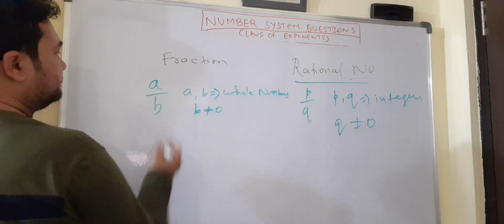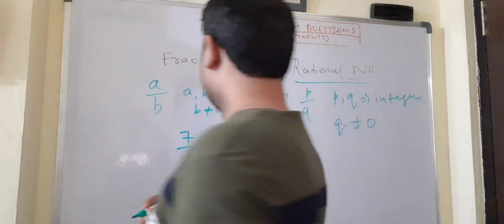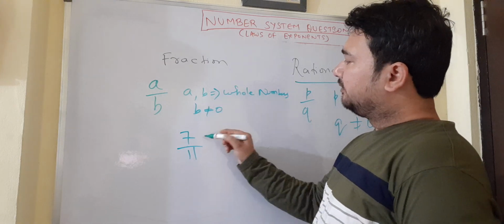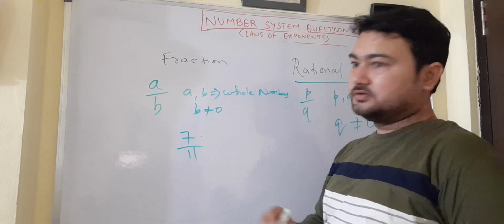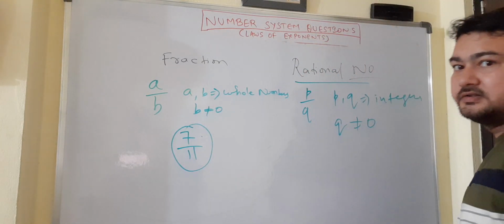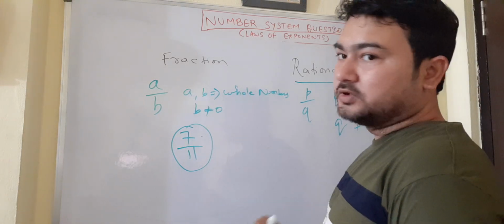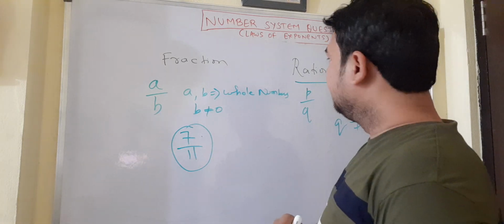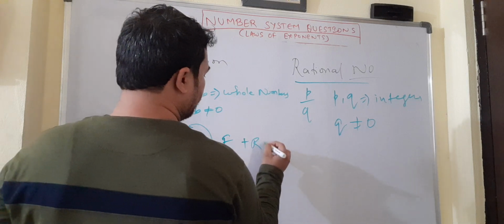So if I say a number 7 by 11, it satisfies the condition of fraction. A and B both are whole numbers, and the denominator is not equal to 0. It is a fraction. Is it a rational number? Yes. It is in the form P by Q. P and Q both are integers. Q is not equal to 0. So it is also a rational number. So this is a fraction also and a rational number also.